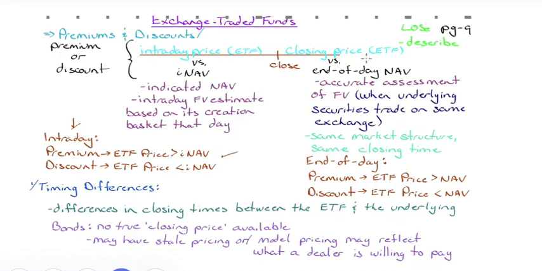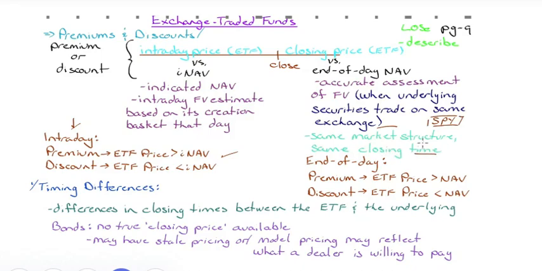Then you have a closing price, and you'll compare that to the end-of-day NAV for the ETF. The end-of-day NAV is the most accurate assessment of fair value if the underlying securities trade on the same exchange. So let's take something like SPY. SPY and all the underlying securities trade in the same market and have the same closing price. So the closing price on SPY at the end of the day is the most accurate fair value estimate of what that basket of securities is worth. Same market structure, same closing price.